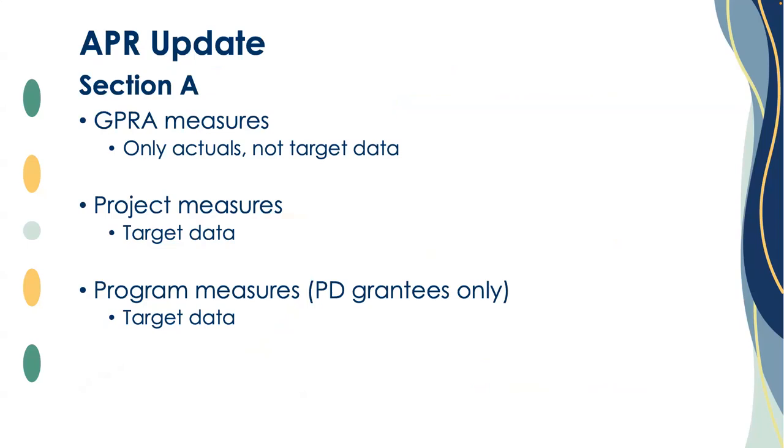When you are updating section A, please remember your GEPRA and program measures for the PD grantees will be pre-populated. So answer each one of those, and then don't forget to include your project measures. Those are the unique objectives that you determined in your application that you would be addressing. So section A has to address all of your project measures in its entirety, GEPRA, program, and project, if you have any. And next slide.